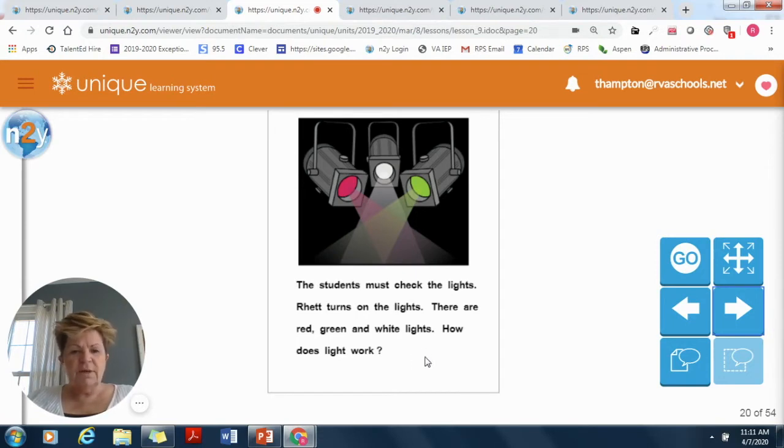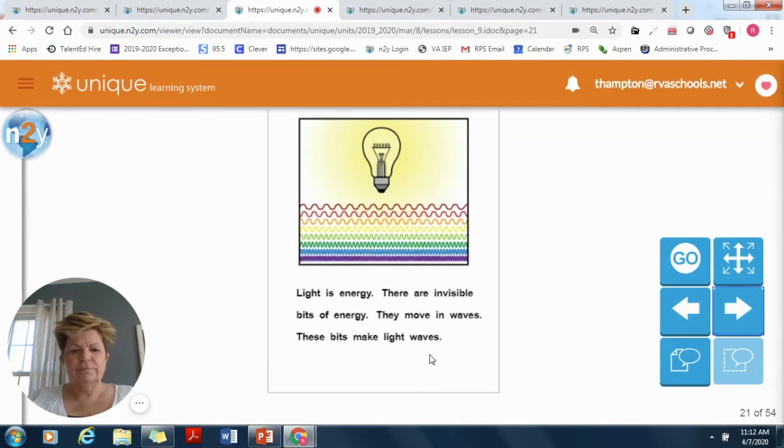The students must check the lights. Red turns on the lights. There are red, green, and white lights. How does light work? Light is energy. There are invisible bits of energy. They move in waves. These bits make light waves.